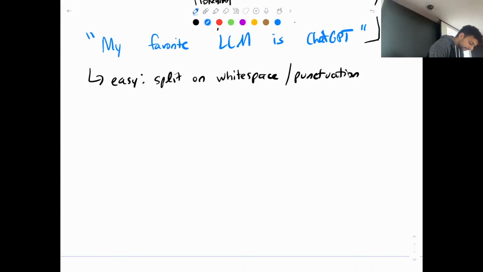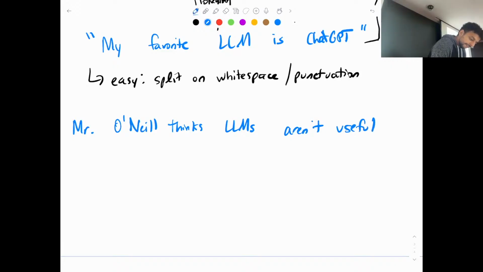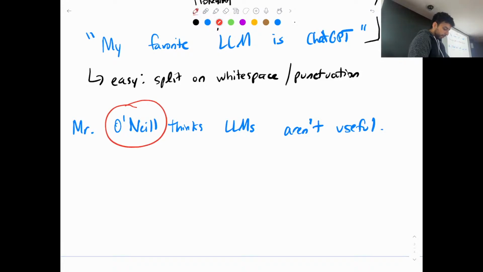So if we think about the sentence, Mr. O'Neill thinks LLMs aren't useful. So here, if I use my simple whitespace and punctuation tokenizer, we would split O'Neill, this last name, into two different tokens, and we might not want that to happen, right? That's a single person's name, so we might get like O plus Neill.